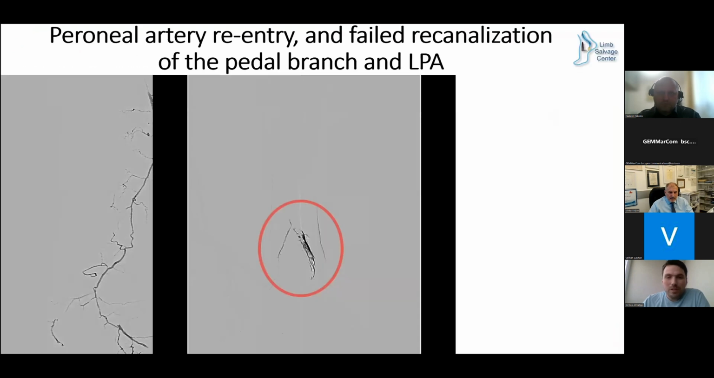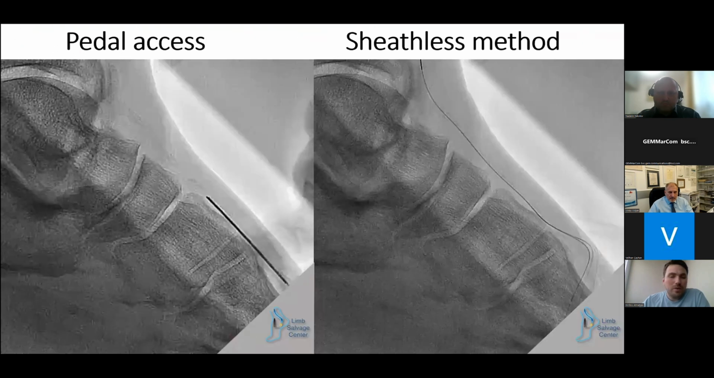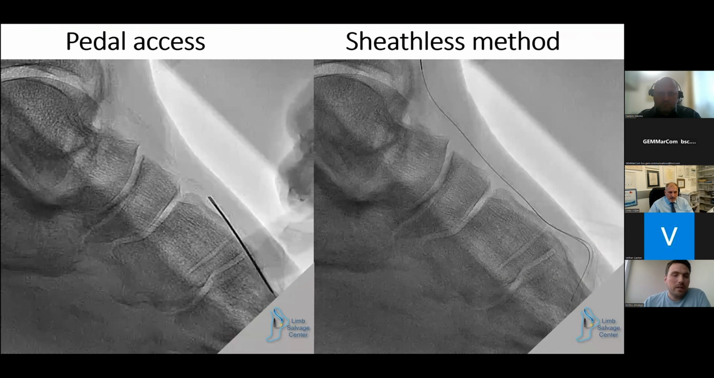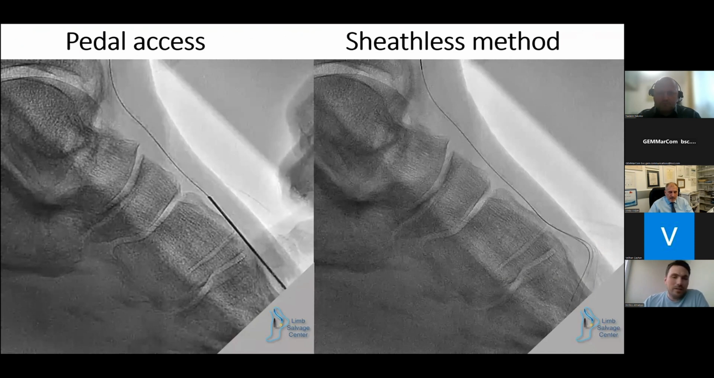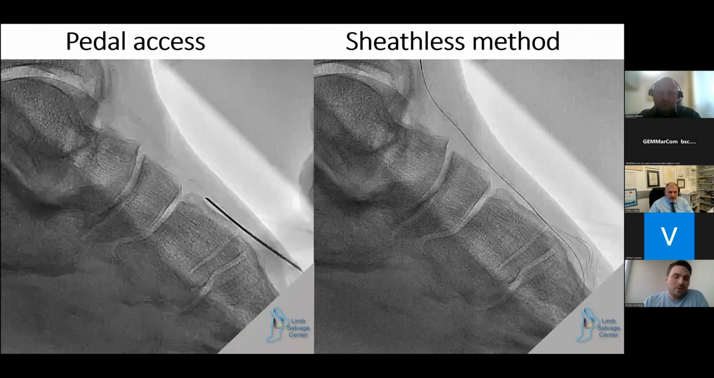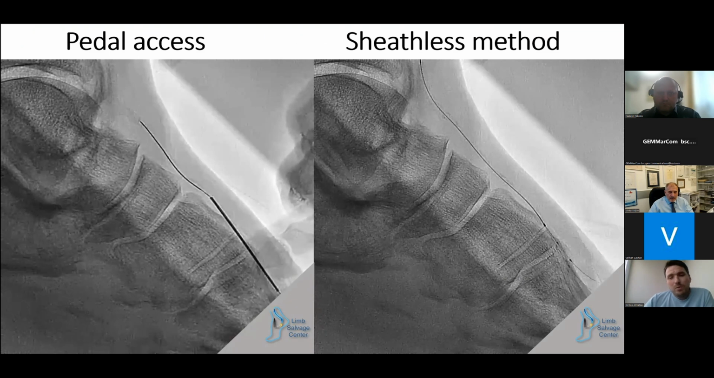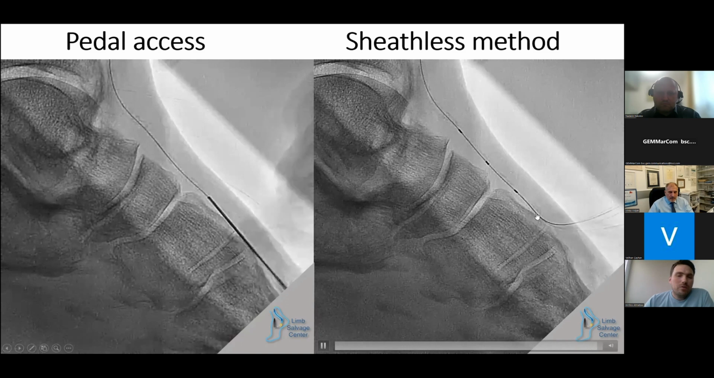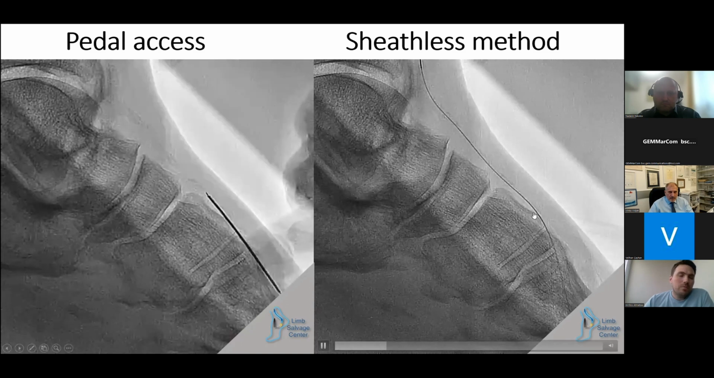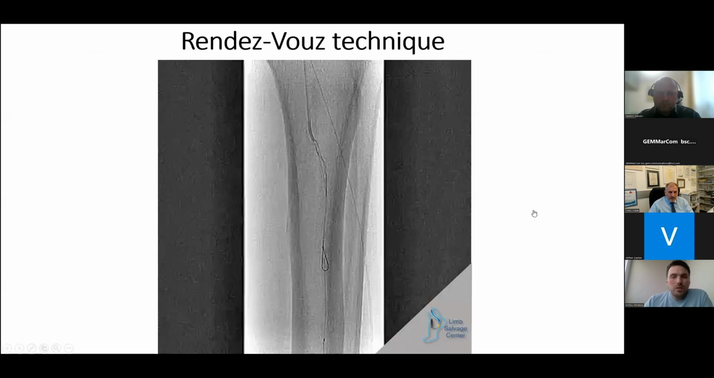I use the same technique. I'm trying to make a pedal access, and as Mariana Palena said, in this difficult situation, usually I was lucky, and I have done it. We use a guide wire and microcatheter only for retrograde approaches to minimize the risk of bleeding at the end of the procedure. Here you see a successful rendezvous technique.